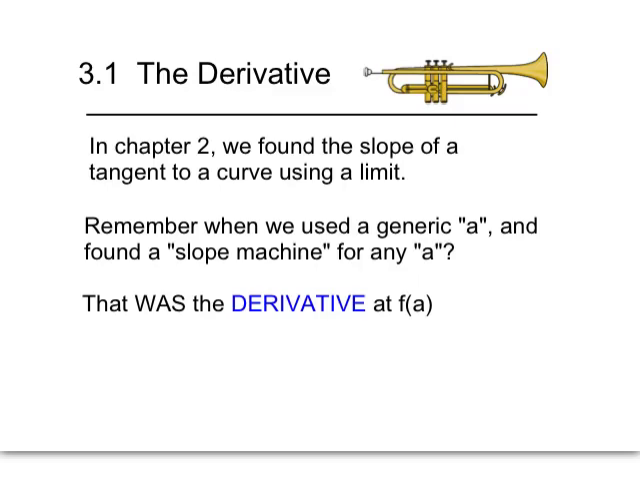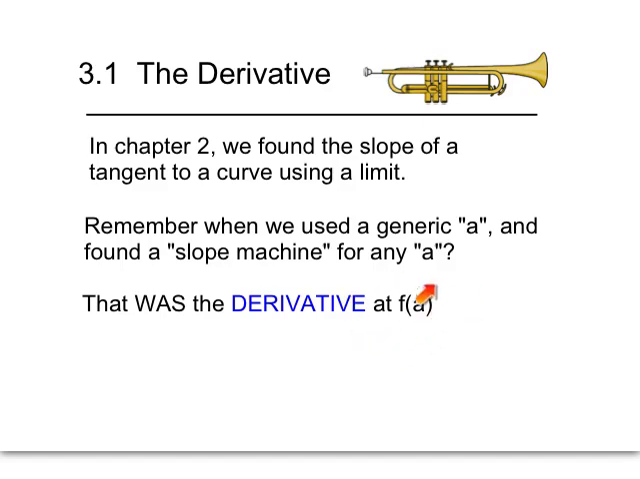And here we go with the next chapter. Chapter 3 is all about learning about what this derivative thing is that you've heard about before. In Chapter 2, we found the slope of a tangent to a curve using a limit. Well, in this chapter, we're going to learn a shortcut. But first of all, we have to learn the definition of derivative.